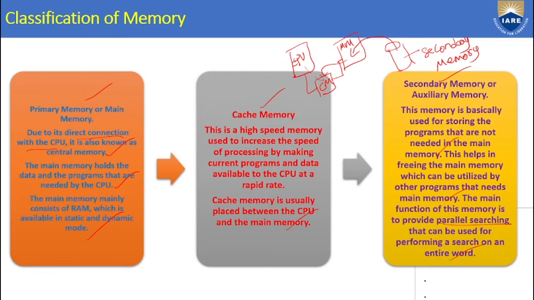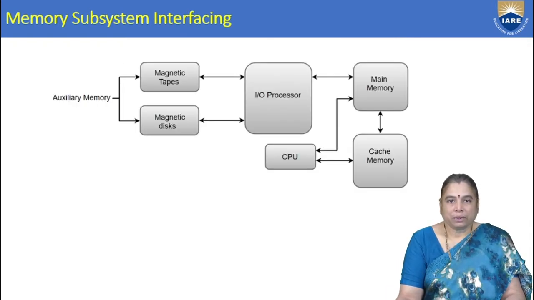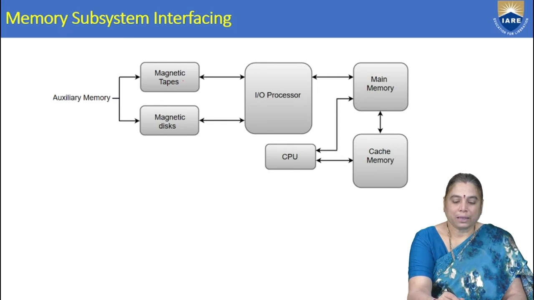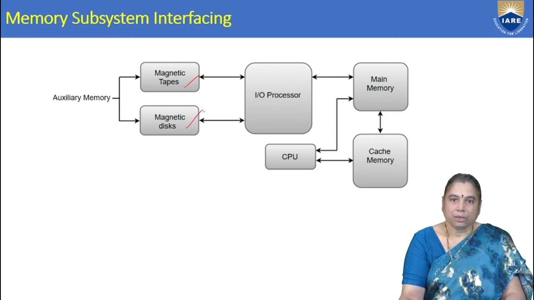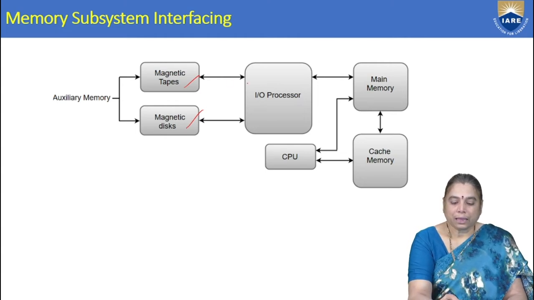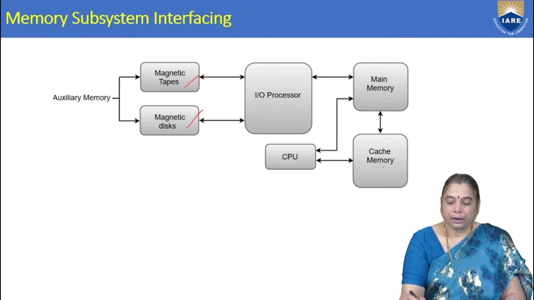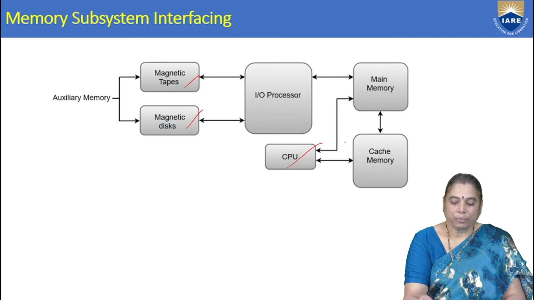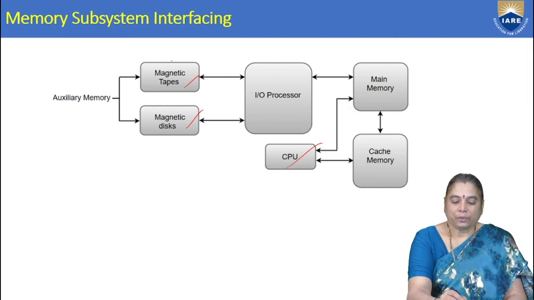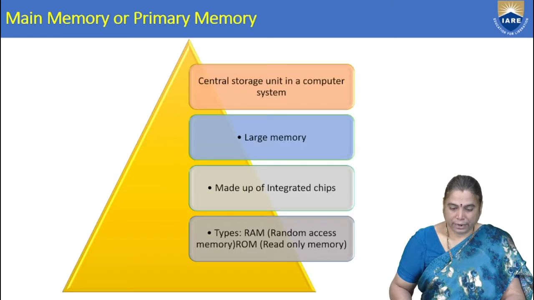So, these are the three types of memory. How can the memory system interfacing be done with the three types of memory? Here the secondary memory devices are magnetic tapes and magnetic disks, which have a vast storage capacity. Whenever we want to load a program into the main memory, they are connected with the I/O processor to send the information to the main memory. And this is the cache memory and this is the central processing unit. Main memory is connected directly to the CPU, and cache is placed in between the main memory and the central processing unit. The needed programs from the auxiliary memory are loaded into the main memory via the input-output processor. So, this is the interfacing of the three types of memory.